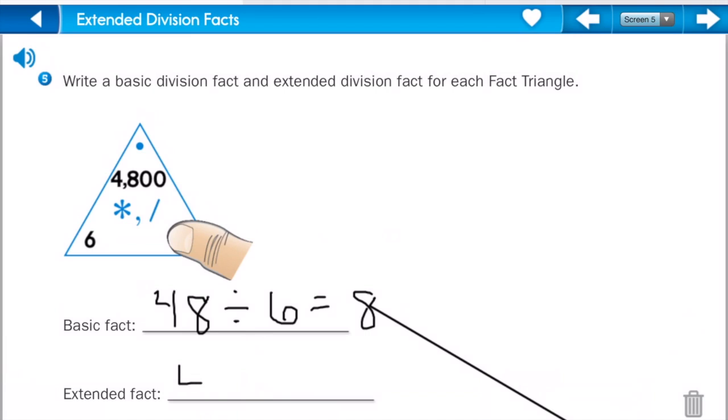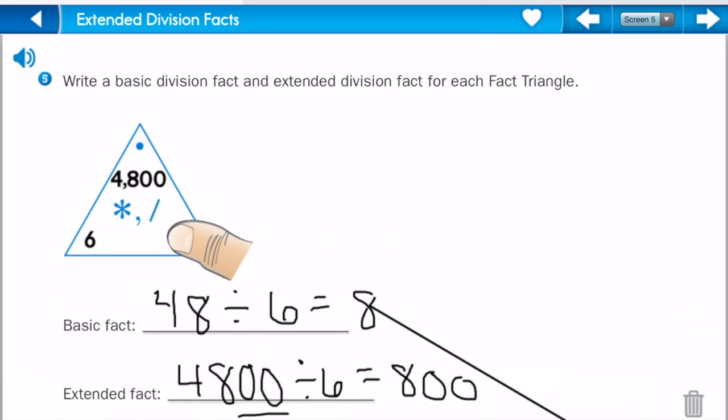So now I'm going to take 4,800 and divide it by 6. And so I know if I have 2 zeros here, then my answer is also going to have 2 zeros. And that's how you do those.